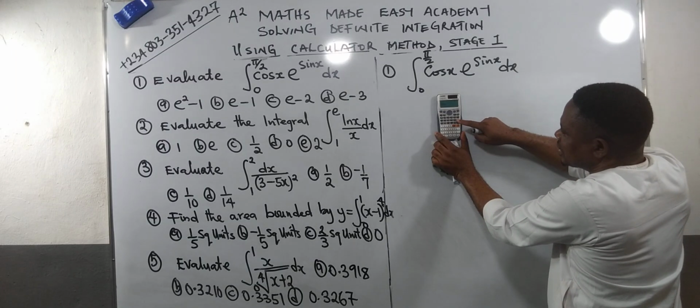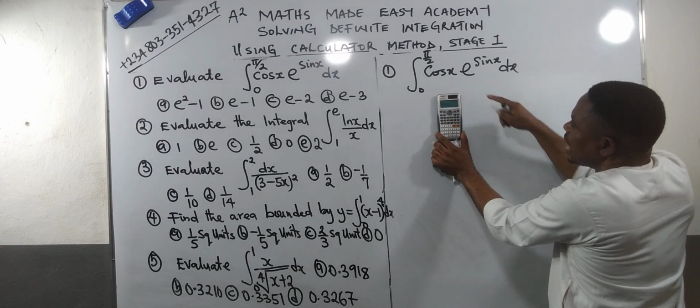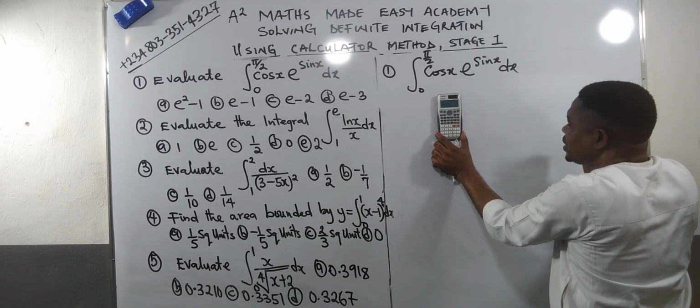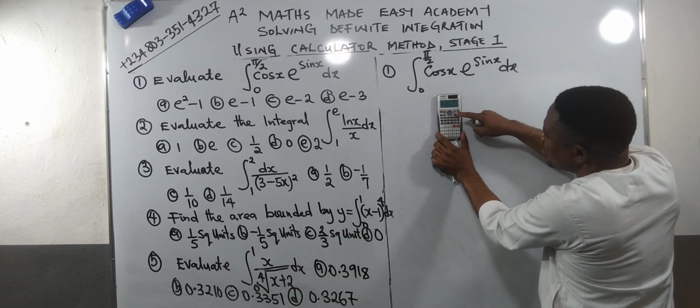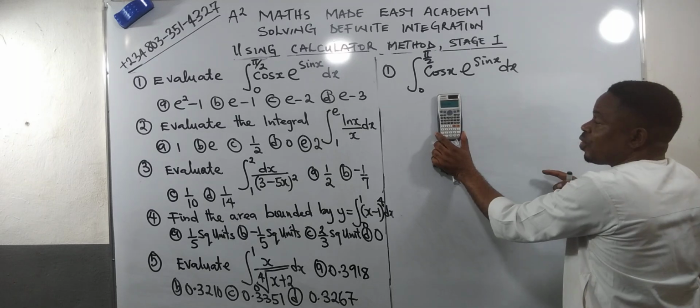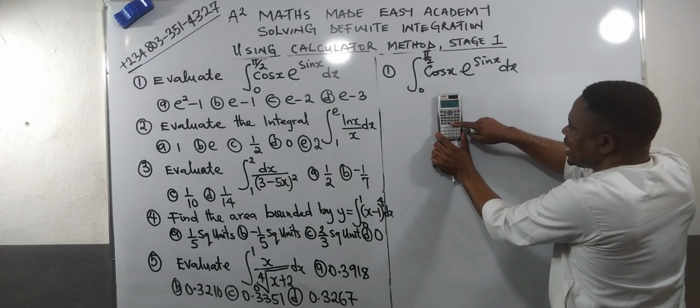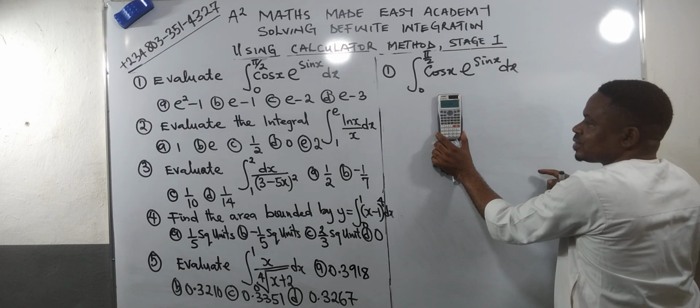How do we generate cos x? You punch cos, right? Then punch x. How do we generate x? Alpha, close bracket. X has appeared. Then close it again. I am done with cos x.